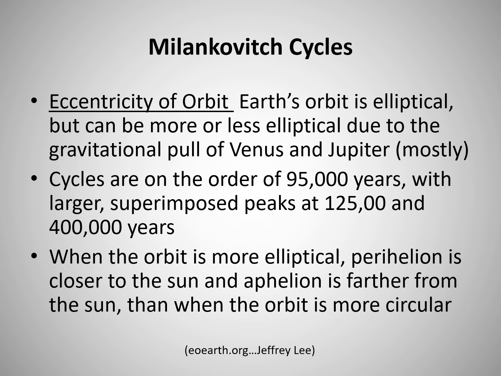But so you got cycles on the order of 95,000 years, but with larger superimposed peaks at 125,000 and 400,000 years. When the orbit is more elliptical, meaning less circular, perihelion is closer to the sun and aphelion is further away than when the orbit is more circular. So basically this is saying that when the orbit is more elliptical, your difference between winter and summer in the two hemispheres will be greater.